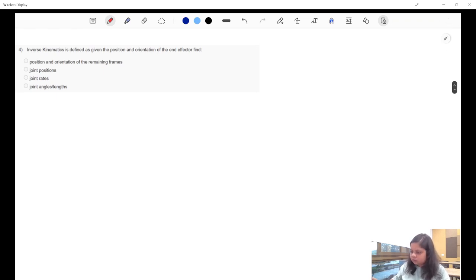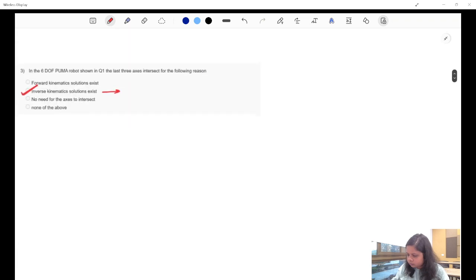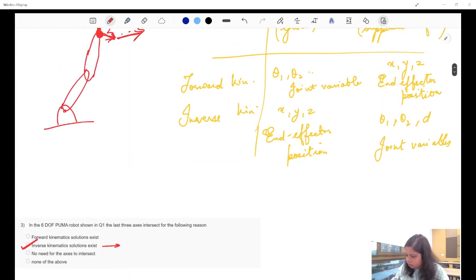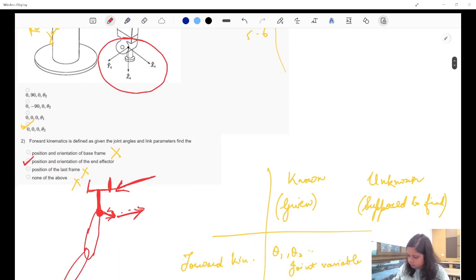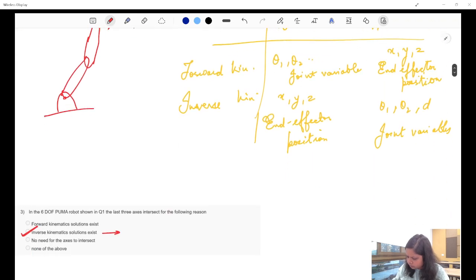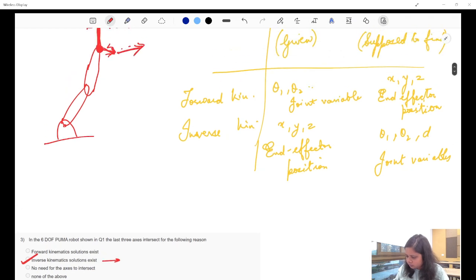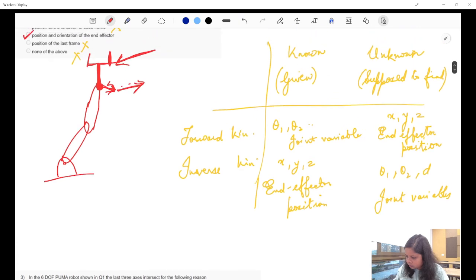Ma'am, that is orthogonal too, right? All are at 90 degrees. What do you mean by that? Ma'am, my question is whether the last three axes are intersecting at a point. What will be that angle, ma'am, for those last three axes?